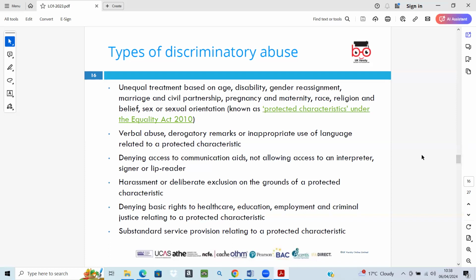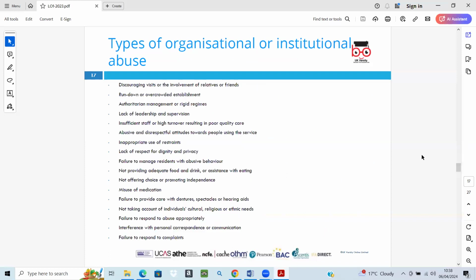So this is about the types of discriminatory abuse, right? Then we have types of organizational or institutional abuse. Okay, so we have a huge list of organizational or institutional abuse, which includes discouraging visits or the involvement of relatives or friends, run-down or overcrowded establishments, authoritarian management or rigid regimes, lack of leadership and supervision, insufficient staff or high turnover resulting in poor quality care.